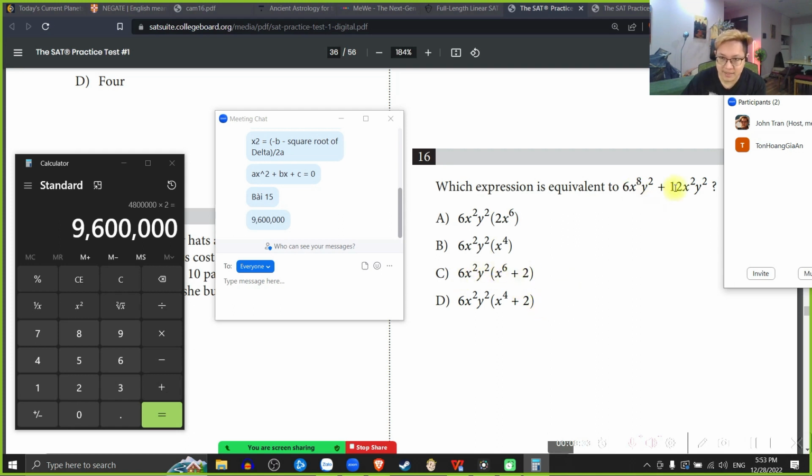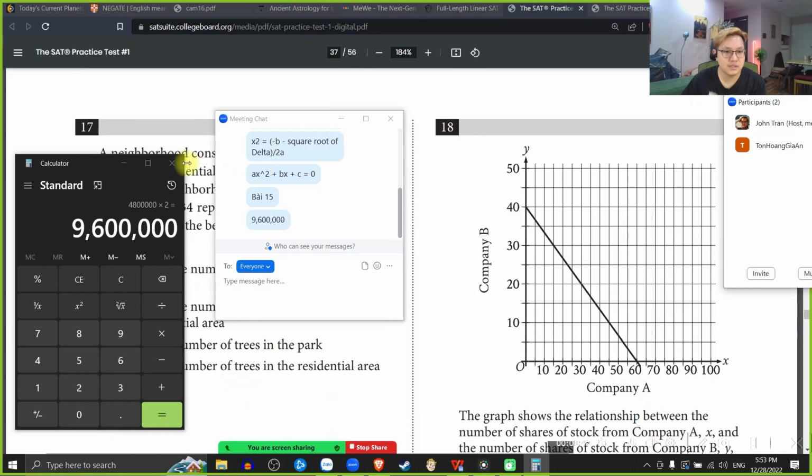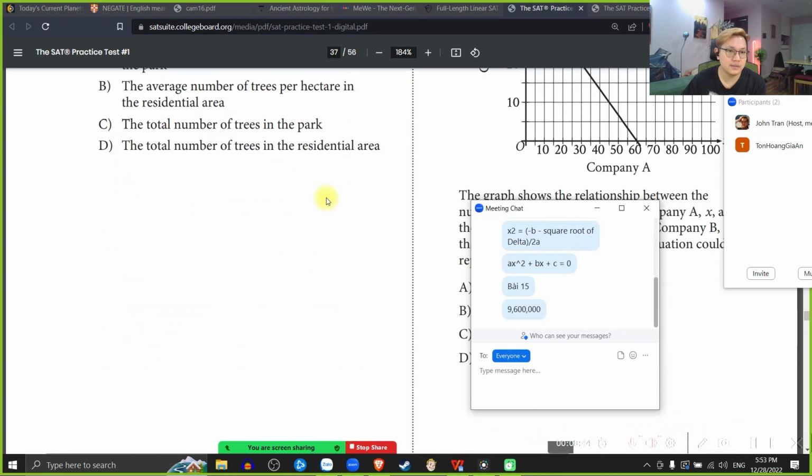Mình nhân nó vô lại thấy nó giống y chang này thôi là được. Just multiply them and then you will see that you have equivalent to this one. It's not that hard. Okay, 17.